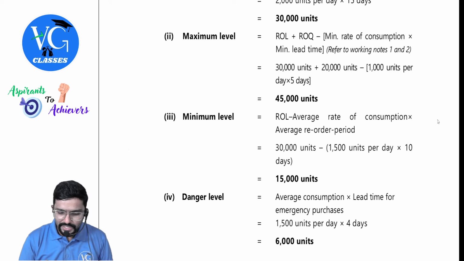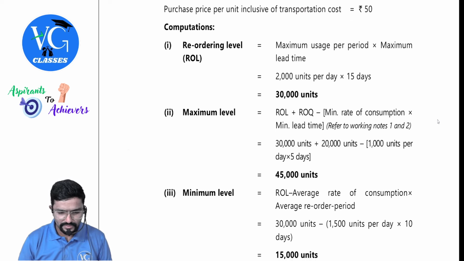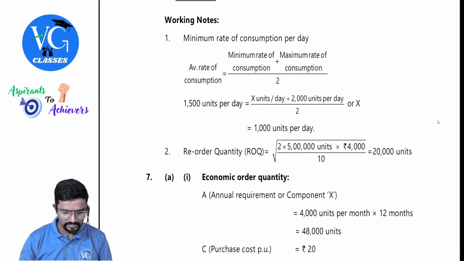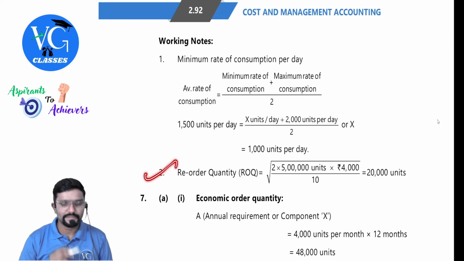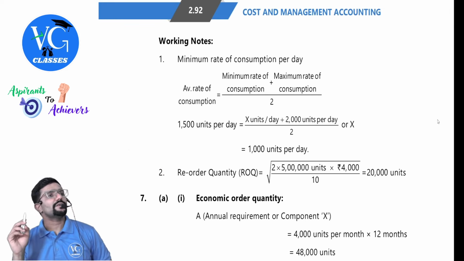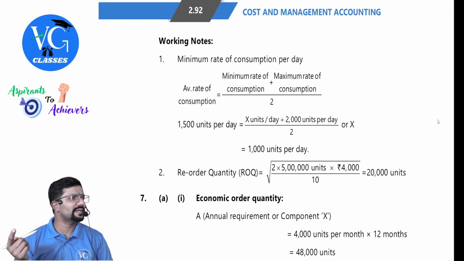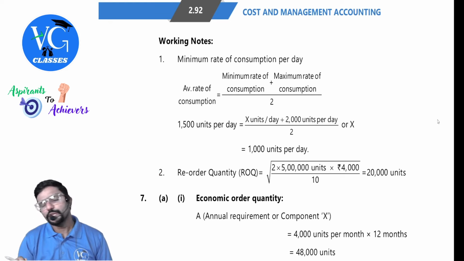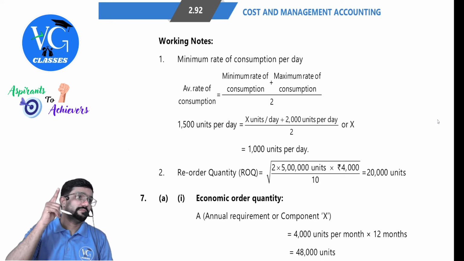So reorder level 30,000 units we have just now calculated, plus reorder quantity 20,000 units. Have they given it in the question? Reorder quantity. Okay, ROQ is calculated here. See, when ROQ is not given but we are required to calculate it, because for our calculation it is required, which formula will you use? EOQ formula. I had mentioned it. Correct?